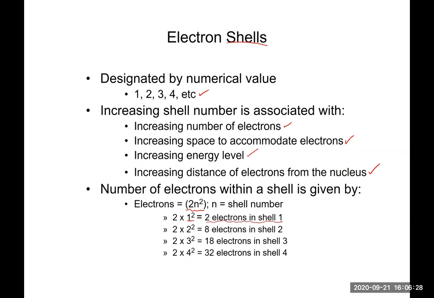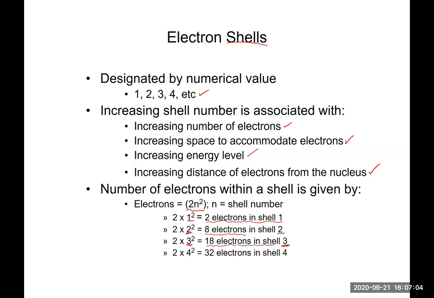We can calculate the electrons in shell 2 because we plug that 2 into this formula for n. We have 2 squared. 2 squared is equal to 4. 2 times 4 is equal to 8. So that gives us a total of 8 electrons in shell 2. Here is shell 3. That is n equals 3. So we plug that 3 into the formula for n. 3 squared is 3 times 3, which is 9. 2 times 9 is 18. So we have 18 total electrons in shell 3.